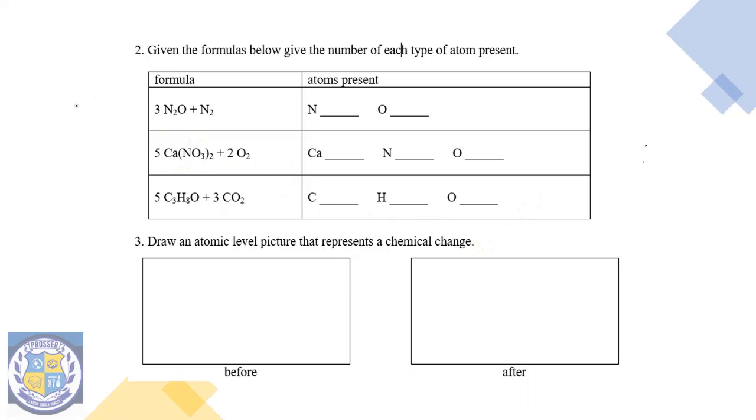So in the first one, we have 3 dinitrogen oxides. So you can picture this as an oxygen attached to 2 nitrogens in some arrangement. Okay, but we have 3 of them. Now, each of these molecules has 2 nitrogens. If we have 3 of them, 3 times 2 is 6. So 3 times 2 nitrogens is 6. I can draw that out real quick.